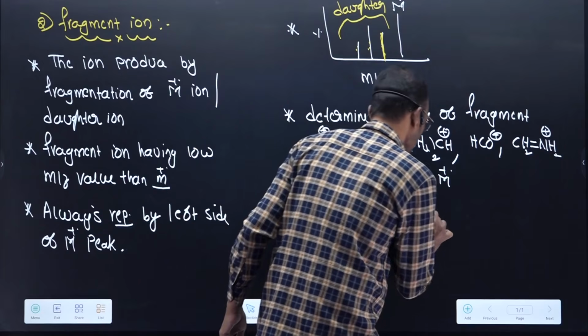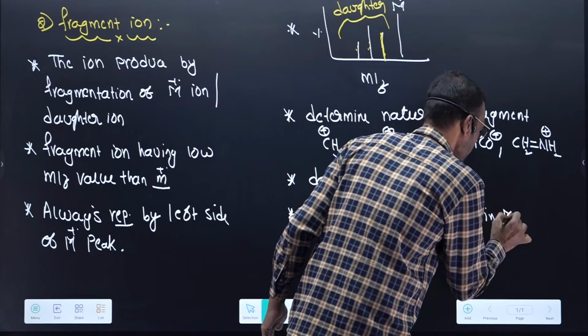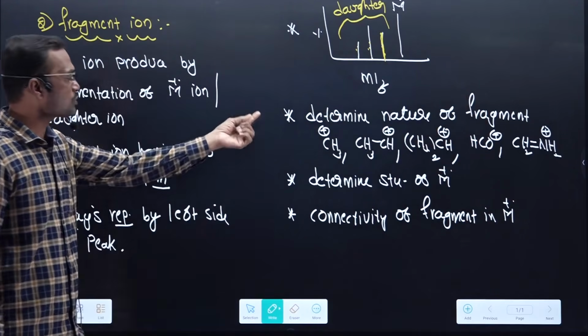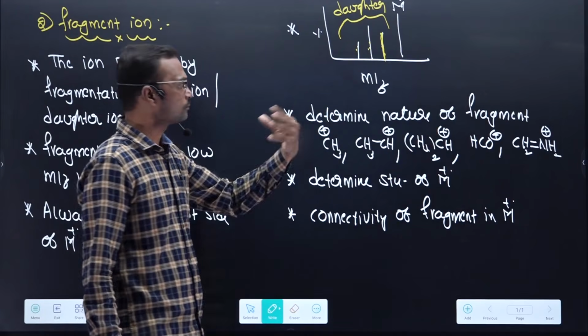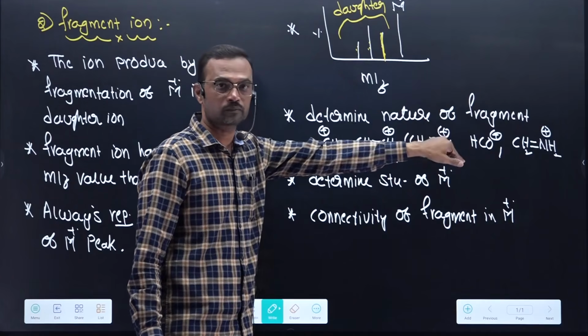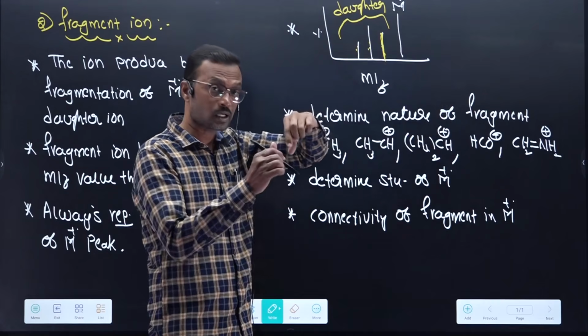Connectivity of fragment in molecular ion. Only one point you remember: with the help of these fragment ions, I can explain what type of fragment is present, what is the structure of the fragment, what is the nature of the fragment, and what is the structure of the parent.